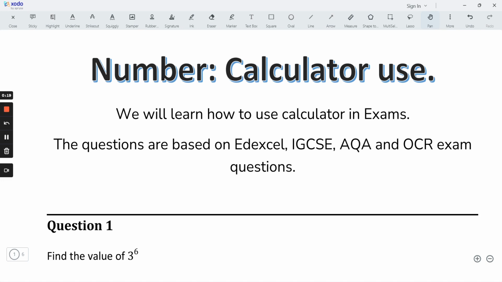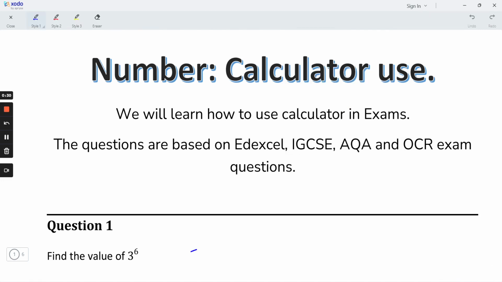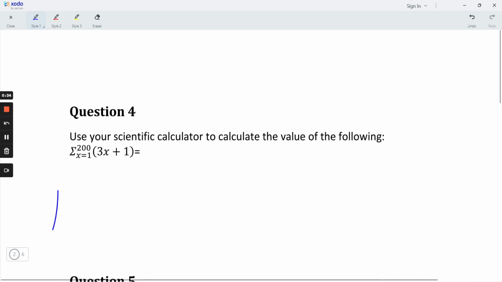First question here, find the value of 3 to the power of 6. We can use our calculator. So 3 to the power of 6 equal 729. Next question here.